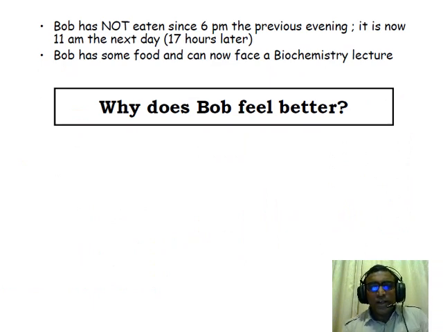So now we look at the first condition that Bob is in, whereby Bob has been fasting for 17 hours since 6 p.m. in the previous evening, and after 17 hours he starts to eat before he goes for the biochemistry lecture. So he has not only undergone the first condition, he also undergoes the second condition, whereby in the first condition he is fasting for 17 hours.